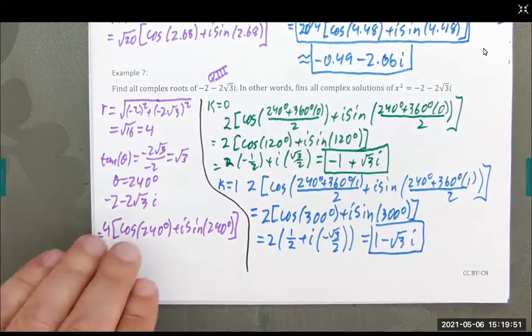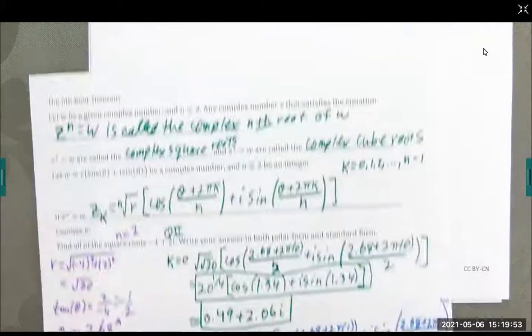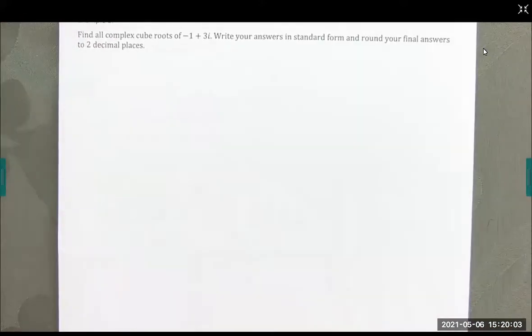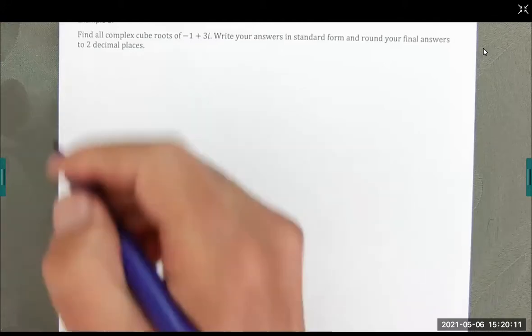All right, we are to the last problem, and we're going to do a cube root. So I'm going to set up the whole page for this one, so we'll be able to stretch out a little bit better. All right, so we want to find all complex cube roots of -1 plus 3i. Let's start here.